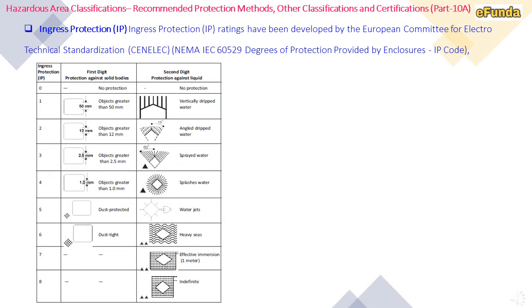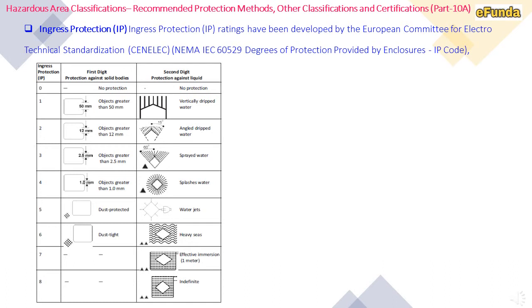0 is no protection, for first digit and second digit. We will go through in the order given in the table. IP1, that is an object greater than 50 mm for the first digit, and vertically dripping water for the second digit. So as one can go through the table, that is object greater than 12 mm, similarly angled dripping water, 3 object greater than 2.5 mm, sprayed water, 4 object greater than 1 mm, and splashing water, dust protected, water jet, dust tight, heavy seas.